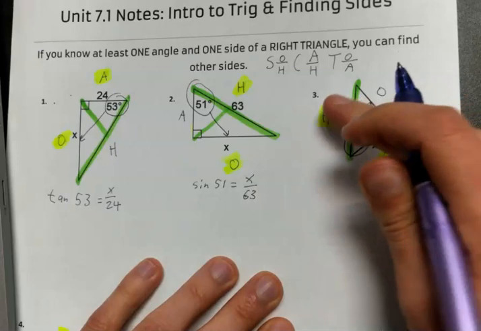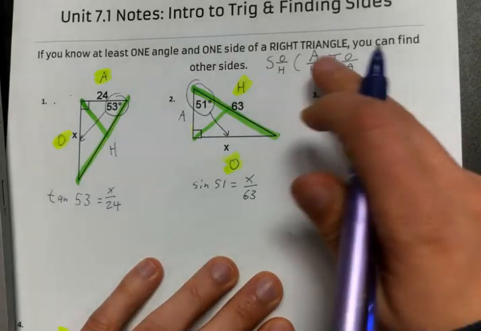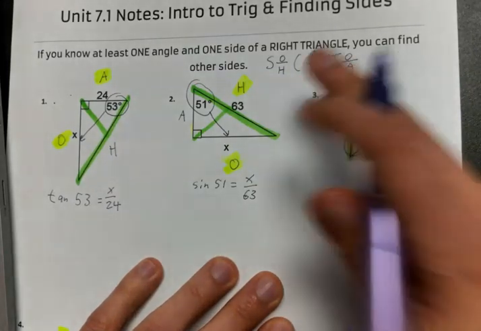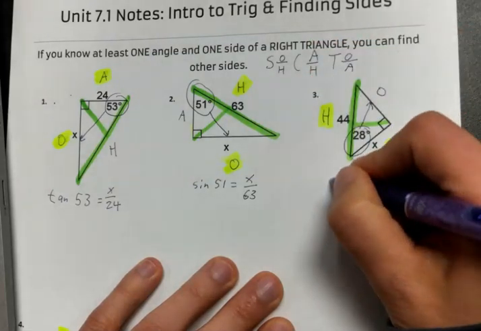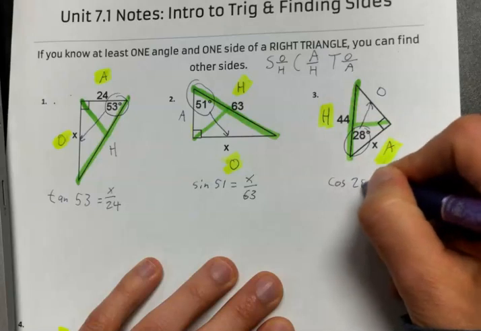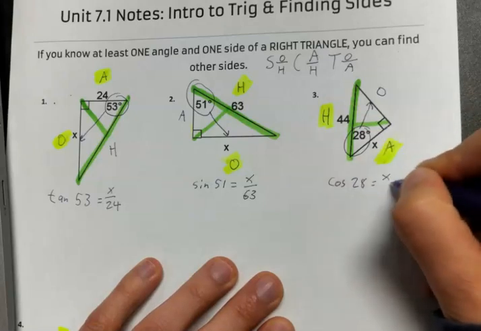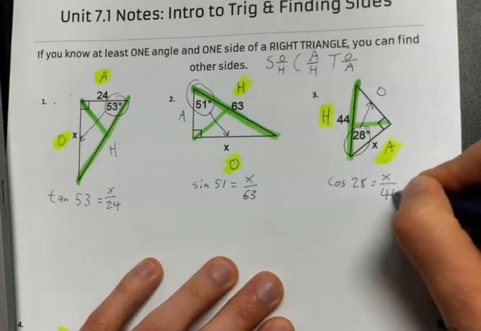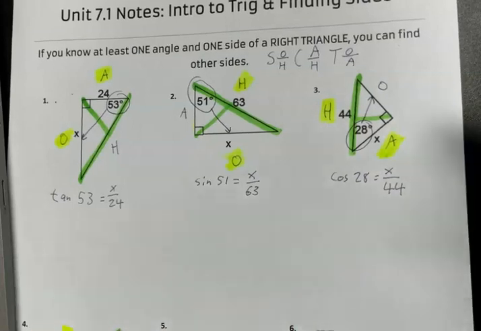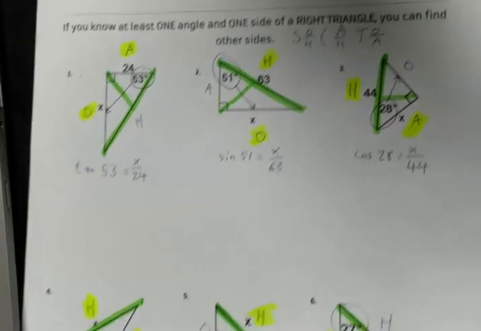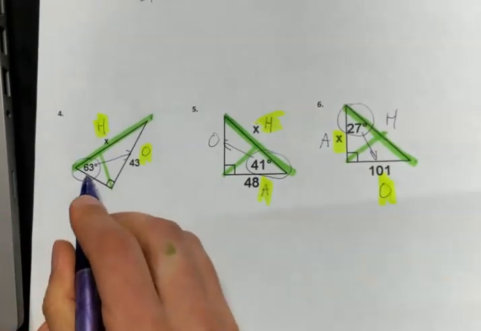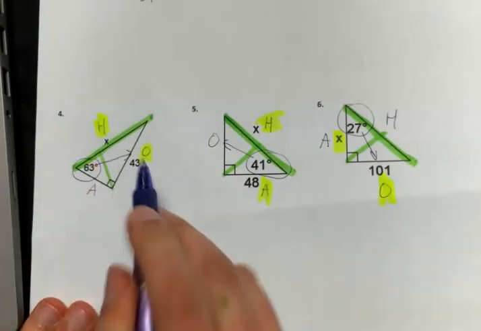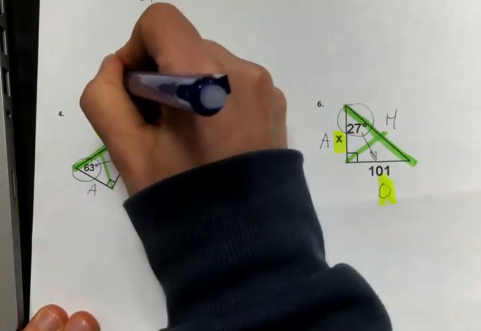All right, A and H, where do we see that together? With my C, cosine, right? So I have to say my A divided by my H. So cosine 28 is equal to A, which is the X, divided by my H, which is 44. Okay? All right, and bottom ones. O and H. So let me rewrite SOHCAHTOA.